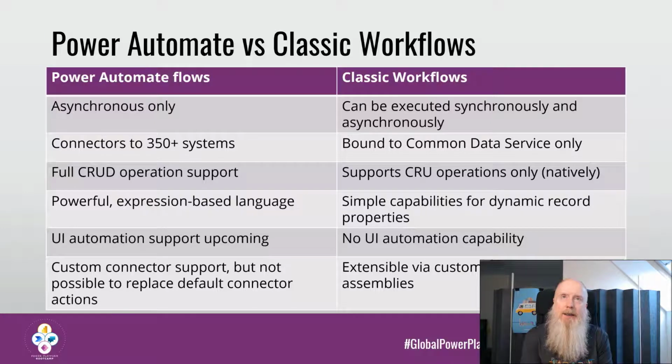Let's have a look at one of the things I want to compare: Power Automate versus classic workflows. Because if you ever go to build a workflow, it says front and center, you should use Power Automate instead. However, you just need to understand what they can and can't do. First thing is, Power Automate is asynchronous, which means it runs in the background. It can never be synchronous. It can't run as part of the transaction, which means it can't stop a save.